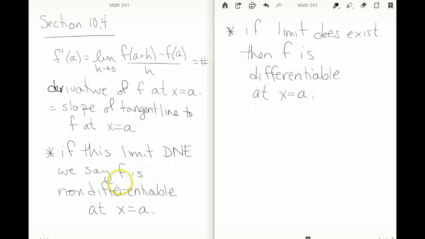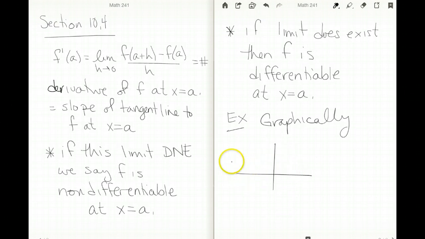Okay, good. So we can use the words non-differentiable if this limit doesn't exist. If we try calculating this limit and we get a big old infinity or something like that, we say it's non-differentiable at a. And if the limit does exist and we actually get a number for the slope of the tangent line, then we say that it is differentiable there. And there's an easy way to tell just by looking at the graph whether a function is differentiable or non-differentiable at a location. So let's see how this works graphically.